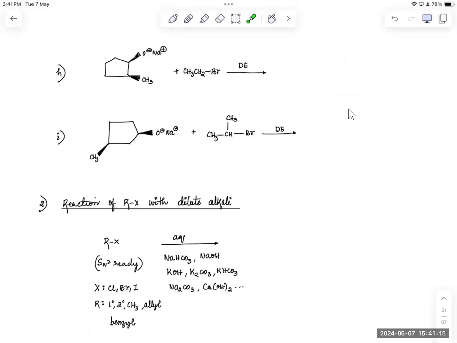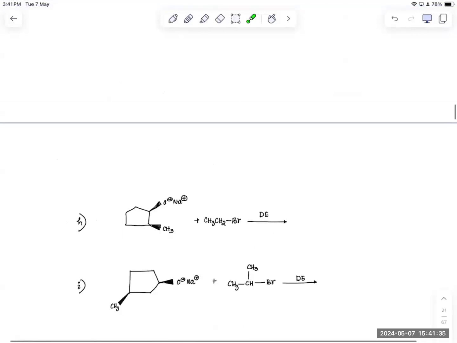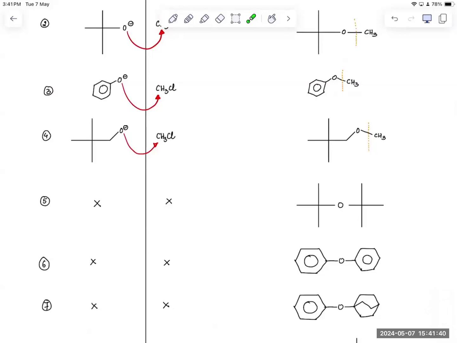Please complete H and I now. What are the products, everyone? Fourth one is feasible. It's okay. Fourth one is feasible, na beta? Is there any crowding here? No. Only this alkyl halide has to be SN2 ready. Nucleophile could be any, bulky, does not matter. Okay.